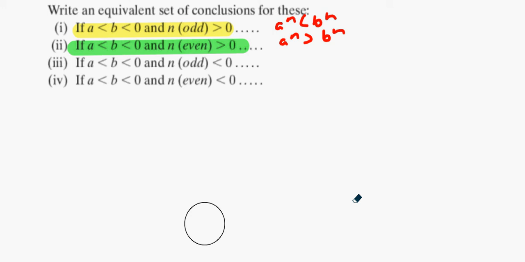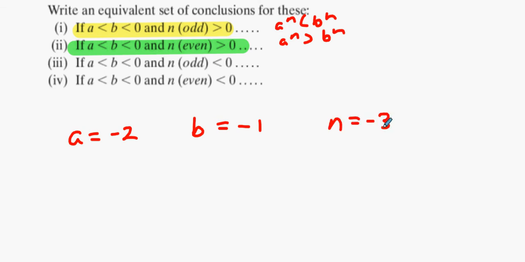Oh, it's the same thing again, isn't it? Oh, odd and smaller than 0. So, slight difference. Once again, we'll go for A equals minus 2. We'll go for B equals minus 1. N has to be odd and smaller than 0. So what do you reckon? Yeah, let's go for N equals minus 3. Let's test out A to the power of N and B to the power of N again. So what do we have? Minus 2 to the power of minus 3 versus minus 1 to the power of minus 3.